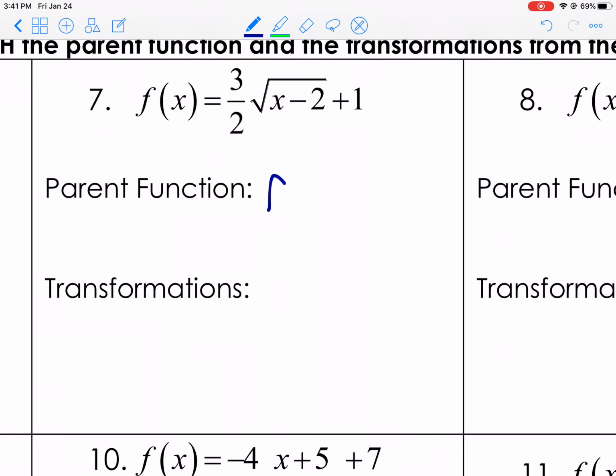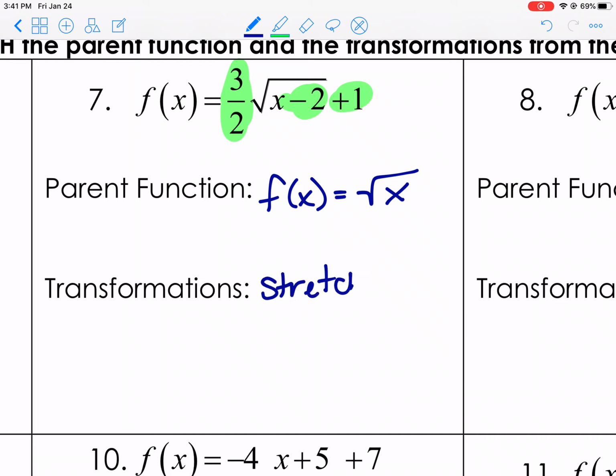Okay, this parent function is the square root function. We're going to talk about 3/2, -2, and +1. 3/2 is our a value. It's greater than 1, so this is a stretch by 3/2, vertical stretch. The -2 inside the function is right 2, and the +1 at the end is up 1.